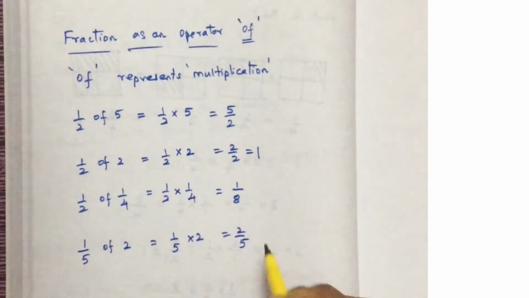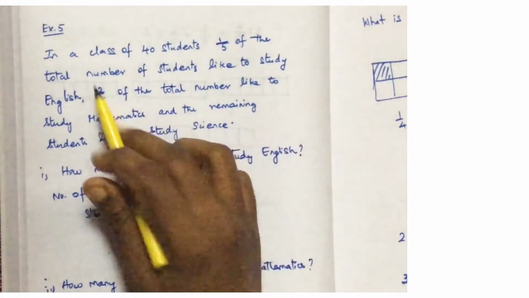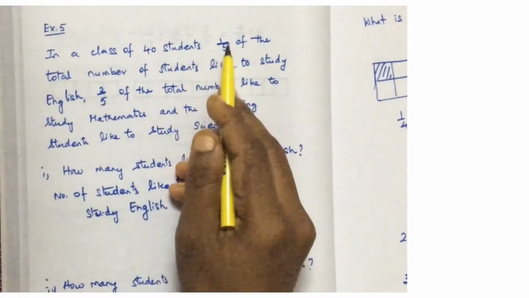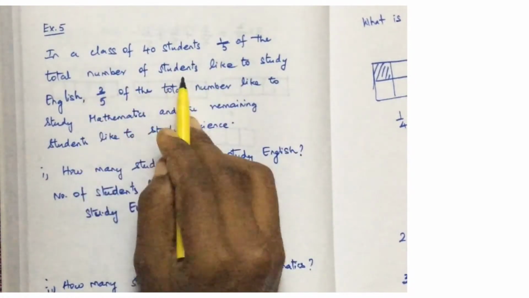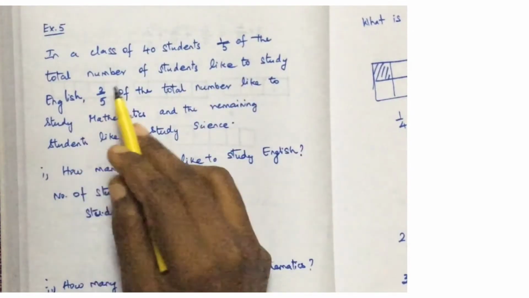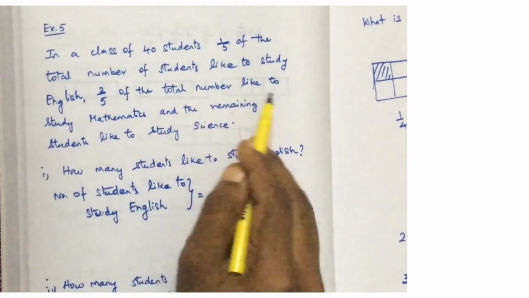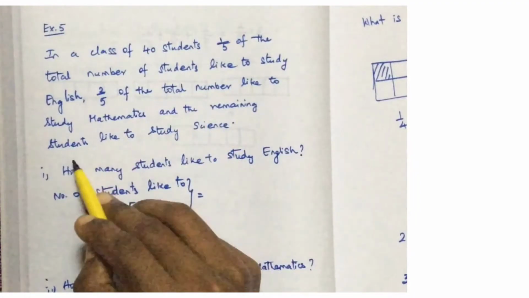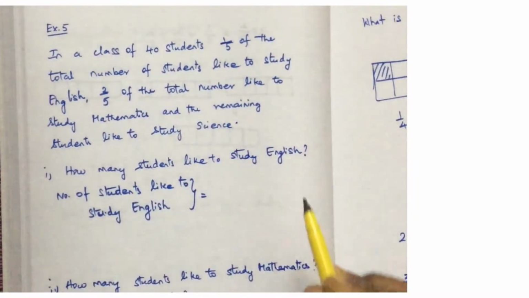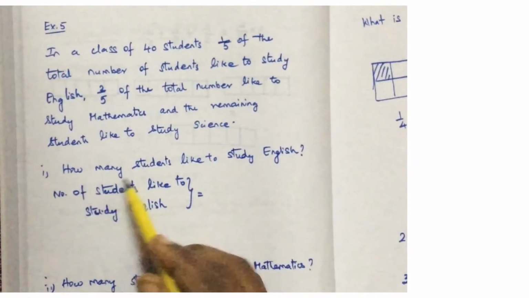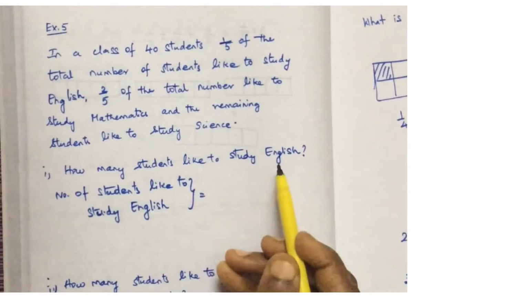Example 5. In a class of 40 students, 1 by 5 of the total number of students like to study English, 2 by 5 of the total number like to study mathematics, and the remaining students like to study science. First question is, how many students like to study English?